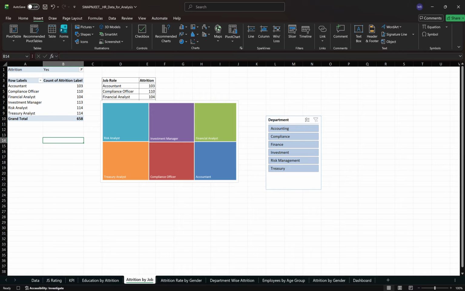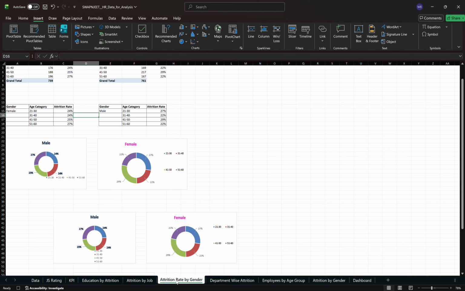Let's go to attrition rate by gender. Male and female attrition rates are derived here. We have incorporated these values with the age factor as well in the department analysis.